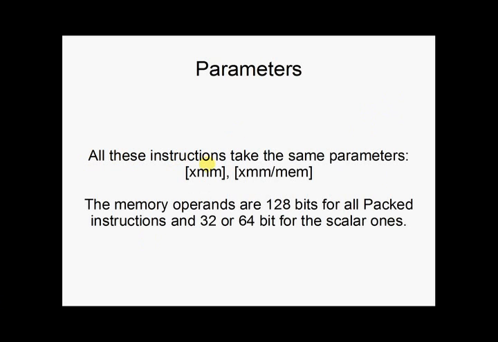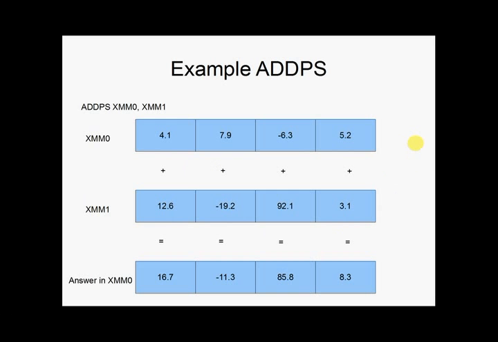All of these instructions take 2 operands. The first is an SSE register, and the second is an SSE register or memory. So if you're doing packed operations, the memory operand here has to be 128 bits wide, same size as an SSE register. Or if you're doing scalar operations, then the memory operand has to match whatever data size you're working with. So if you're working with a single or 32-bit float, then it's got to be a 32-bit memory operand. Or you might be using a 64-bit memory operand and working on doubles. Good stuff.